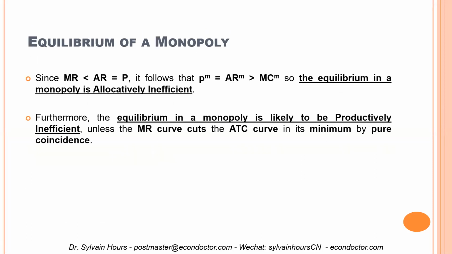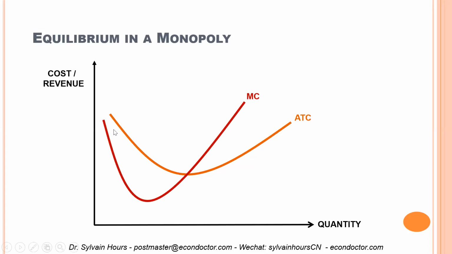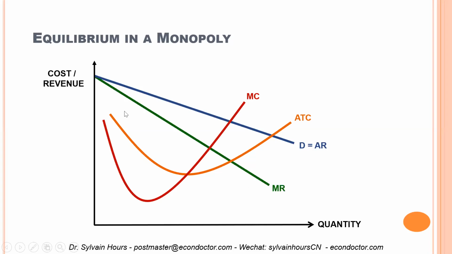Okay, let's summarize first. I have the average total cost, the marginal cost, demand curve, average revenue, and marginal revenue. Same vertical intercept, and the slope is twice steeper. The monopolist wants to maximize profit. The rule is MC is equal to MR. So we identify the profit maximizing quantity.